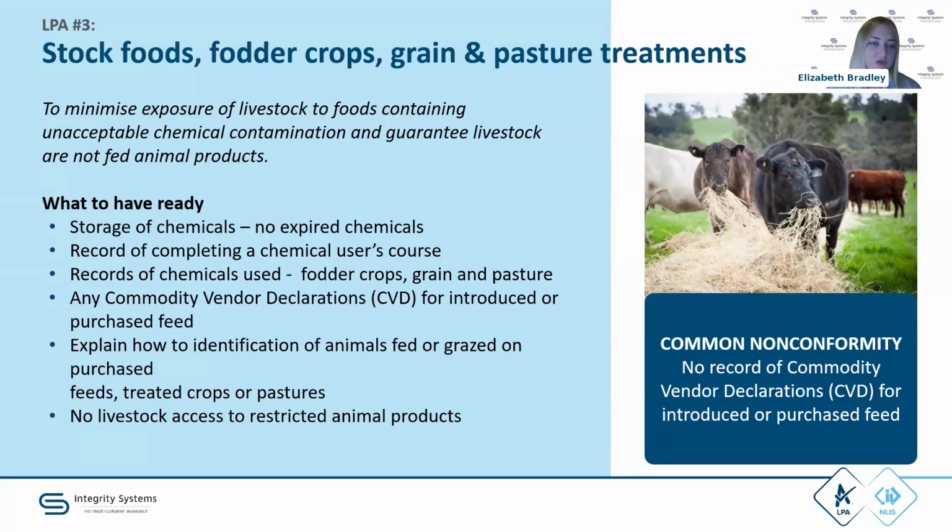We don't want livestock to have access to that, especially ruminants. It can make them sick and cause mad cow disease. So we want to avoid that also at all costs. So just keeping that away from them so they can't have access to it as well. So they're the key things around what auditors will be looking at in terms of those requirements.